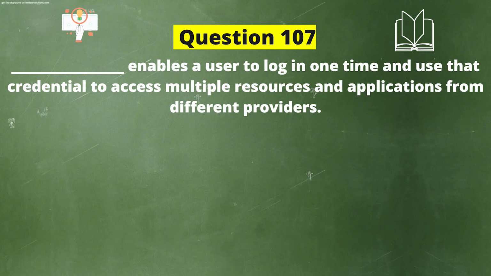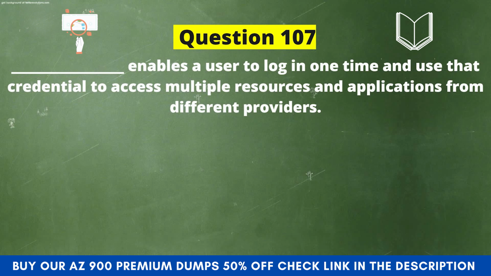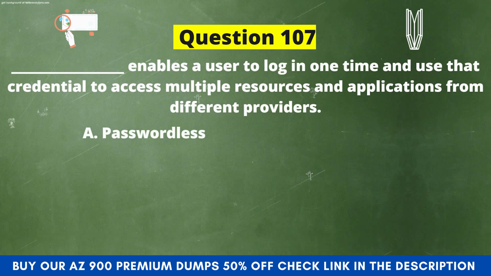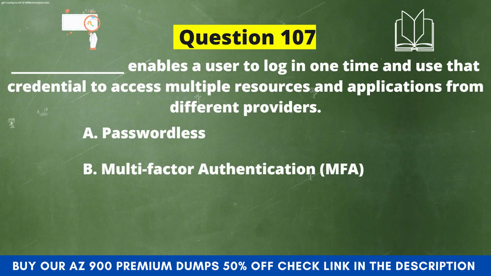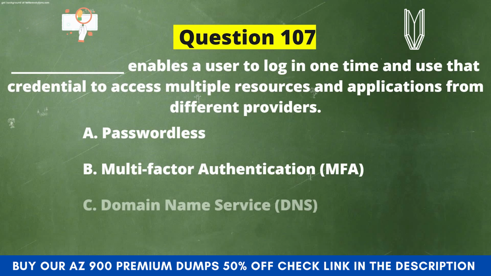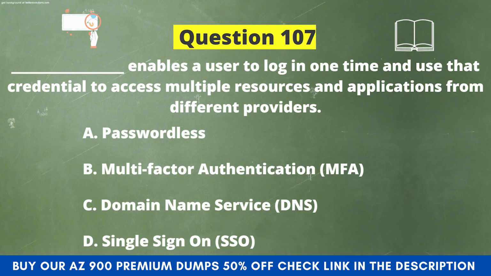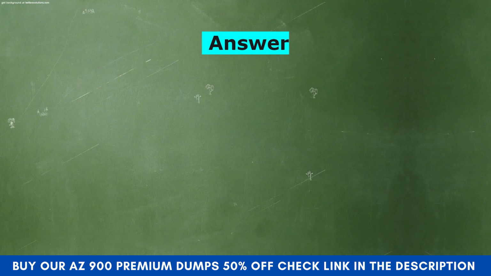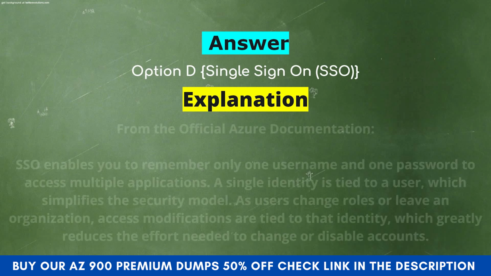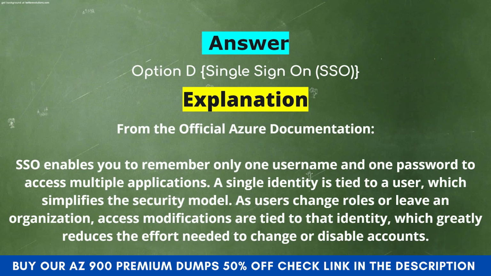Next question. Fill in the blank. Dash enables a user to log in one time and use that credential to access multiple resources and applications from different providers. Option A, Passwordless. Option B, Multi-factor authentication. Option C, Domain name service. Option D, Single sign-on. And the correct answer is option D, Single sign-on. Explanation. From the official Azure documentation.